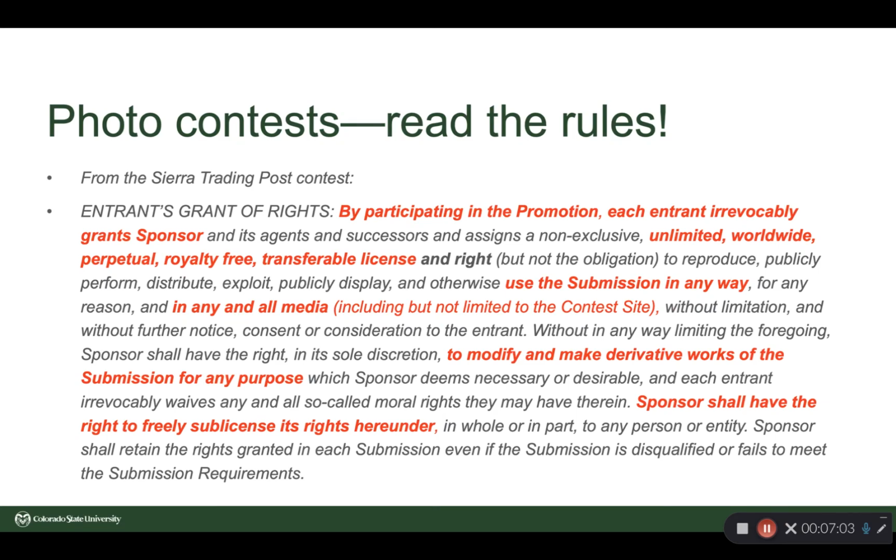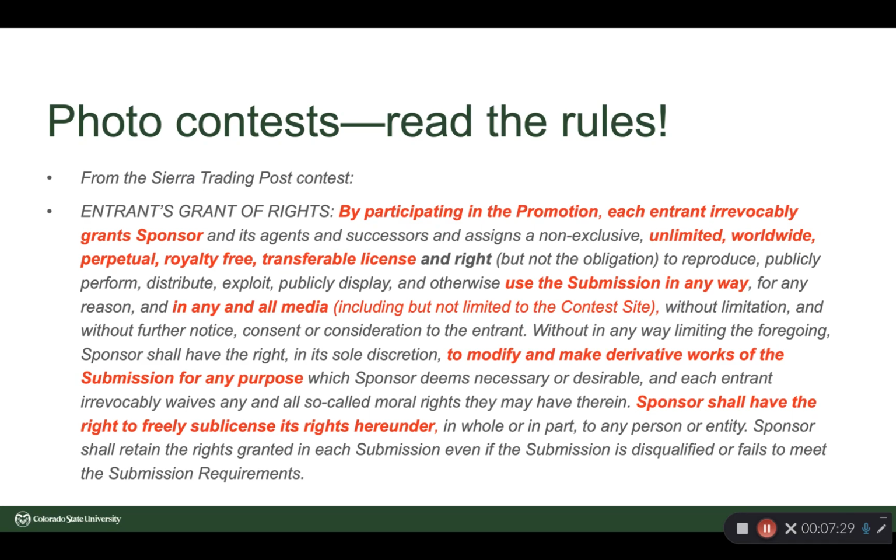If they decide that you send them a nice landscape and they want to hang it in their store, no problem. They're allowed to do that. If they want to license your photo to Hilton Hotels to put in hotel rooms, they can do that because you've just given them the right. It goes on to say without limitation, without further notice, consent, or consideration to the entrant, meaning they don't have to pay you anymore.